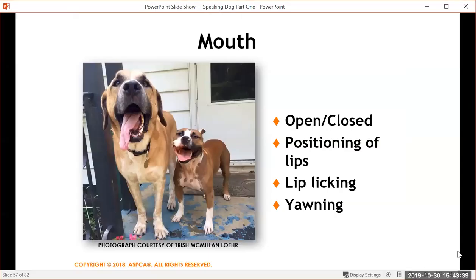Okay, mouth. Talking about the mouth. There's a lot of stuff going on with the mouth. You've got whether or not it's open or closed. You've got the position of the lips. You've got what it's doing. Is it yawning? Is it lip licking? All those things are important. Next slide.